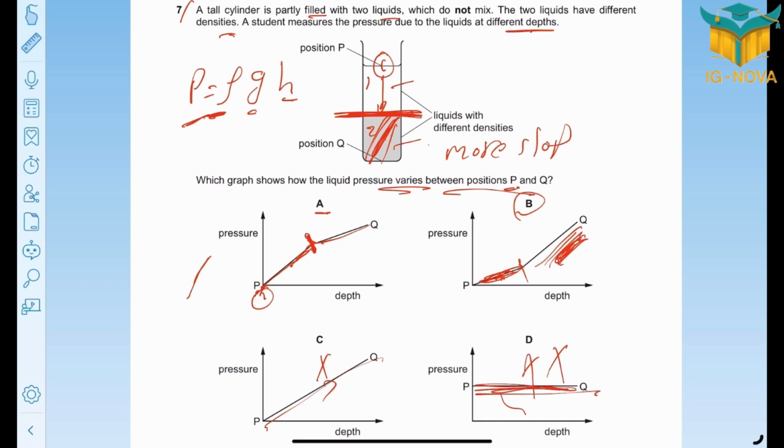The difference between B and A. In A, this line describes the increase in density in the first liquid being more than in the second liquid. While that does not actually happen, the first one is less than the second liquid. The correct option is B.